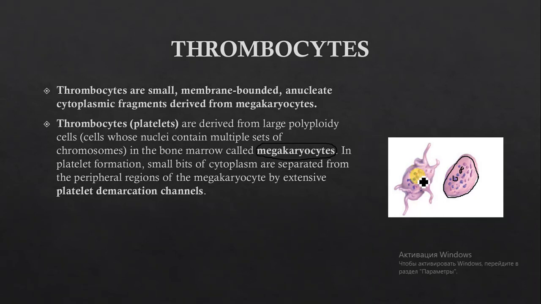Thrombocytes are activated by damage to a blood vessel. When the blood vessel is damaged, thrombocytes enter here and are activated, and they release these granules outside, which promotes the clotting of the blood in this area. So the thrombocytes are in charge of producing the clot.